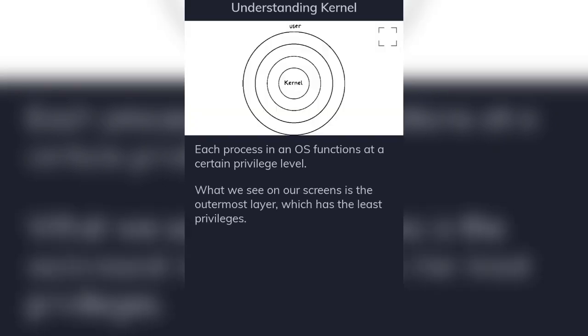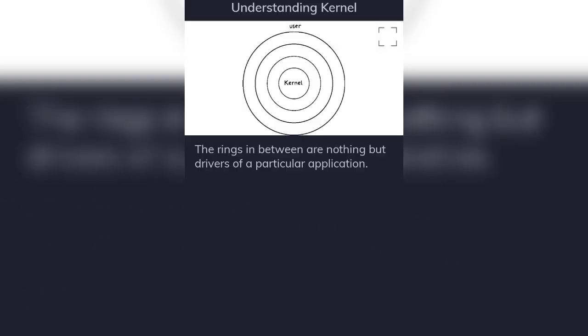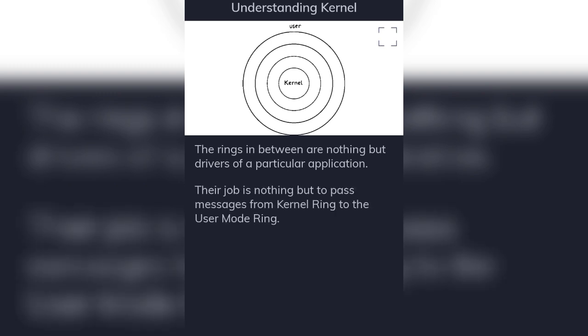Each process in an OS functions at a certain privilege level. What we see on our screens is the outermost layer, while the kernel sits inside the innermost ring and has the highest privilege. The rings in between are nothing but drivers of a particular application. Their job is to pass messages from the kernel ring to the user mode ring.